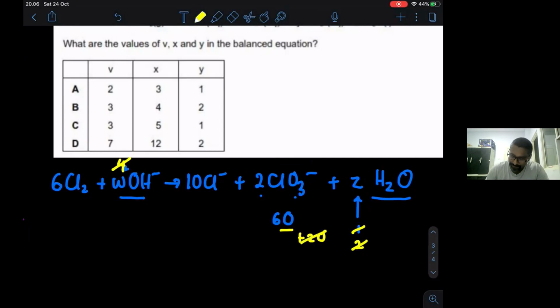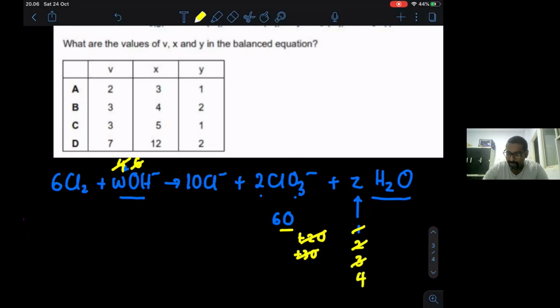So let's try 3. If I put 3, I will have a total of 9 oxygen. And if I put 3 here, 6 hydrogen, so this one will become 6. So I only have 6 oxygen on my left hand side. So not suitable. Let's try some more.